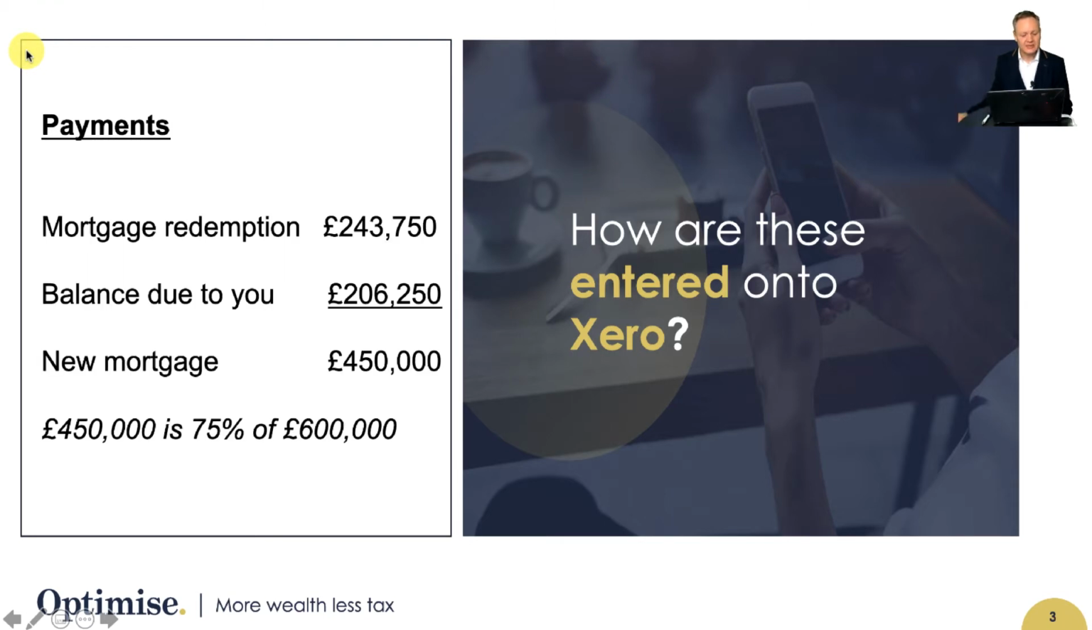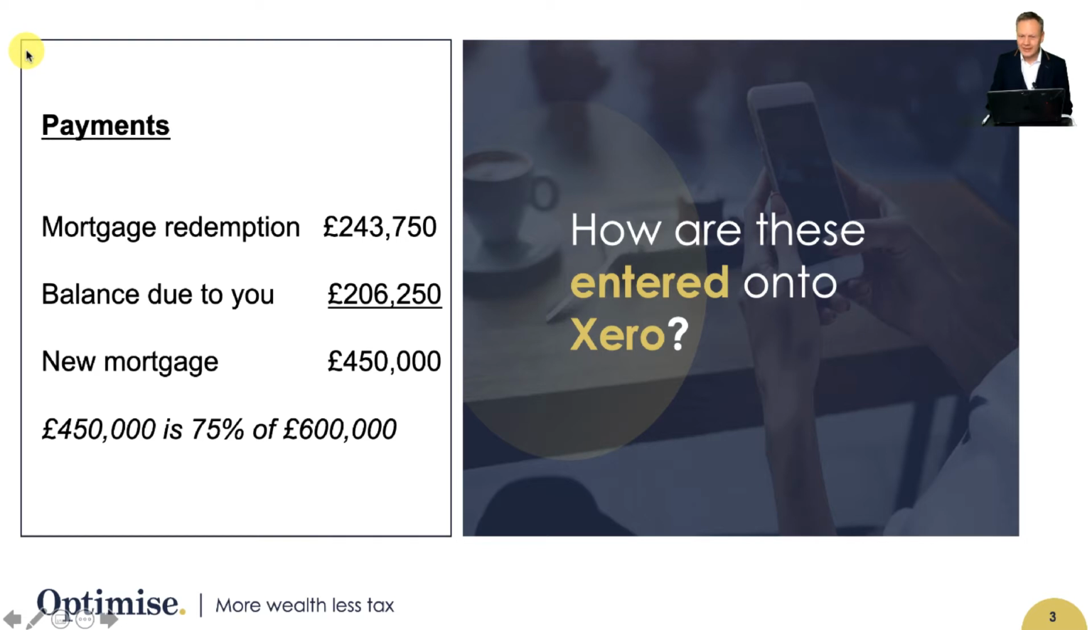Now, the other side to it is we have payments. So we have the mortgage redemption of £243,750. We've got money that's going to be taken out of the property to yourself of £206,250, which gives you the new mortgage balance of £450,000, which, funny enough, equates to 75% of the total mortgage of the new property value.